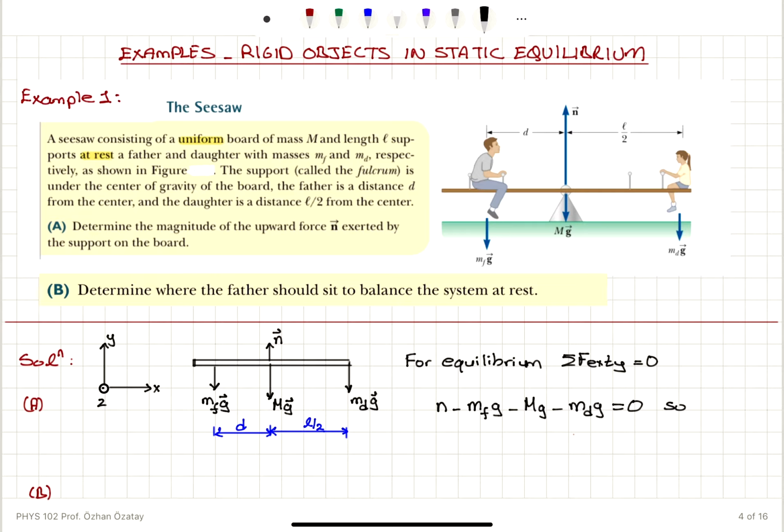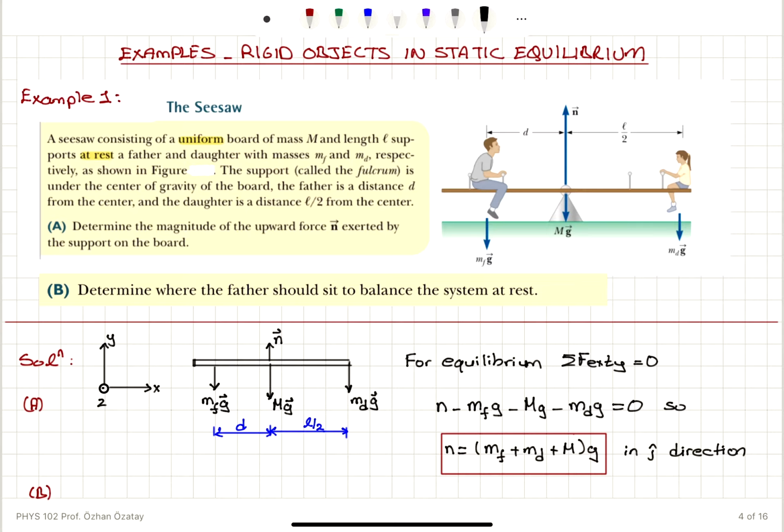So this gives me basically a normal force N equal to the total mass, mass of the father plus mass of the daughter plus mass of the board, multiplied by g, equal to N. So that's the normal force exerted by the support on the board, and it is basically in j-hat direction. It's pointing up. Okay, now where should the father sit?